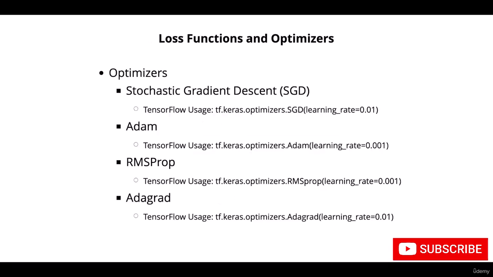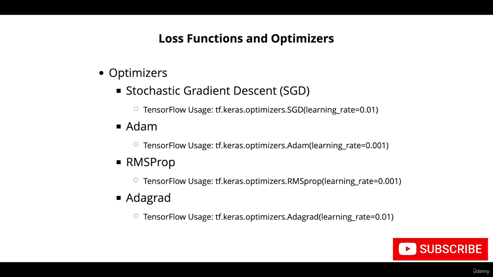Optimizers. Optimizers are algorithms used to minimize the loss function by updating the model's parameters, weights and biases during training. They adjust the parameters in the direction that reduces the loss, thereby improving the model's performance. Common optimizers are stochastic gradient descent, which is SGD, updates the parameters based on the gradient of the loss function with respect to each parameter. It is a basic optimization algorithm used in neural network training. TensorFlow usage is tf.keras.optimizers.SGD, learning rate equal to 0.01.